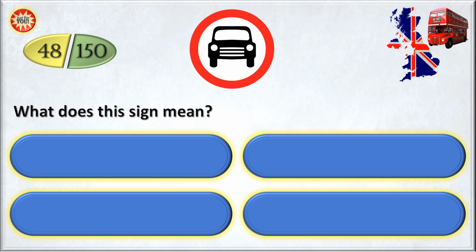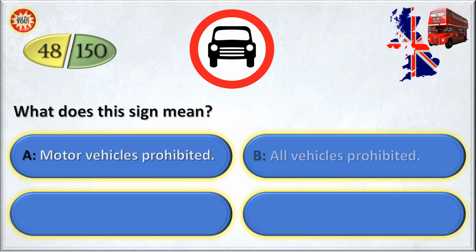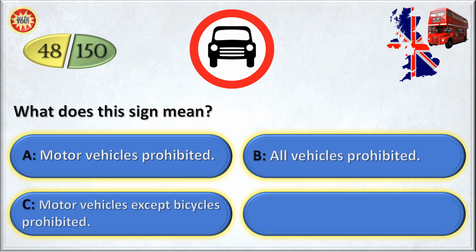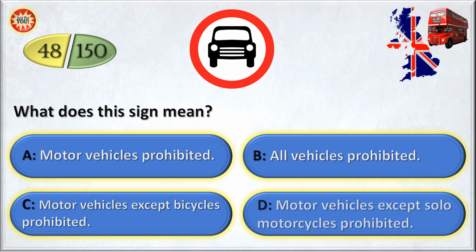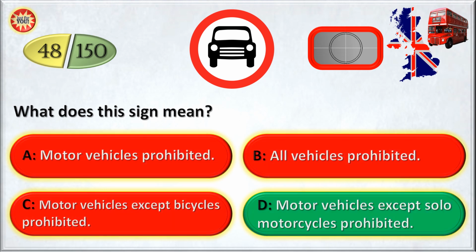What does this sign mean? Motor vehicles prohibited. All vehicles prohibited. Motor vehicles except bicycles prohibited. Motor vehicles except solo motorcycles prohibited.